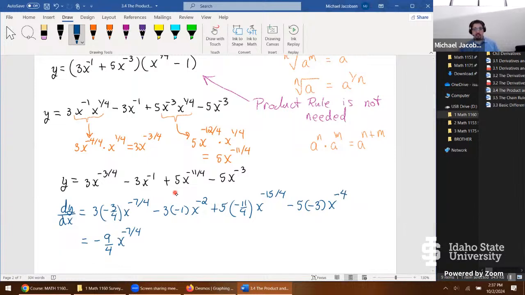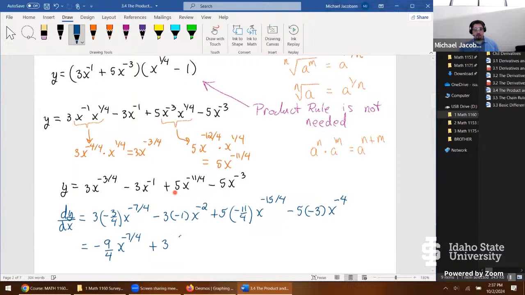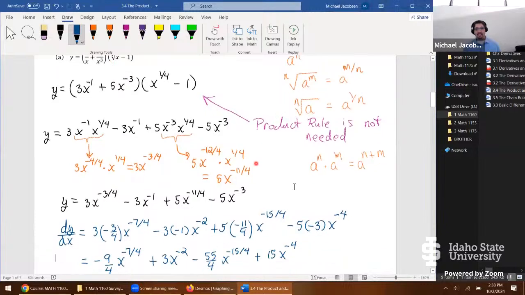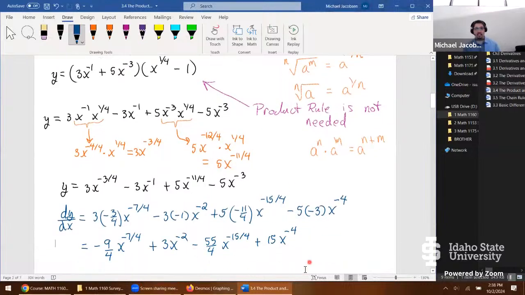Next one is going to be +3, x to the power of -2. Over here, -55/4, x to the power of -15/4. Then last one, +15, x to the power -4 rather. So it's a giant mess, but the function itself was a mess to begin with. And this is the result of taking all those steps. Any questions at all, folks, with the conclusion here?